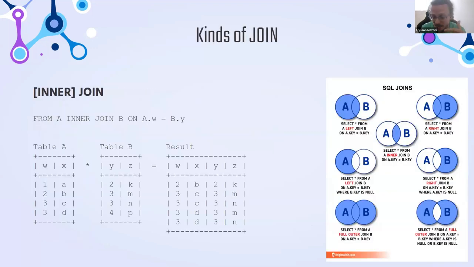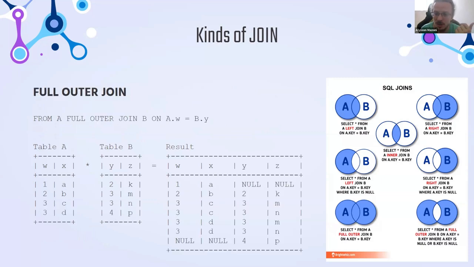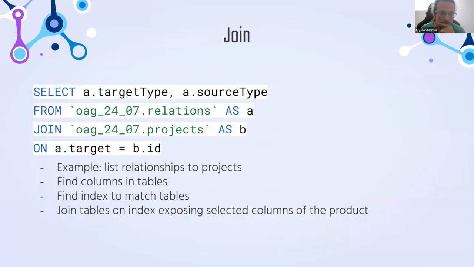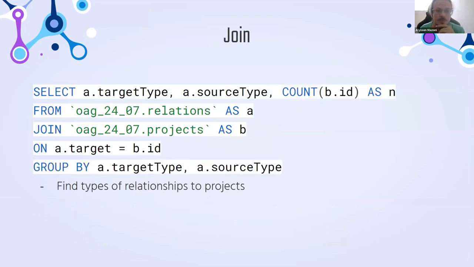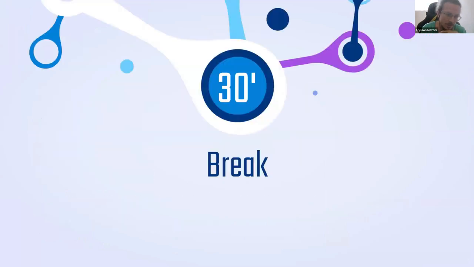And then again, I explained the concept of joining several tables. I'm just applying it to two, but it's expandable to several: inner join, cross join, left and right. And then I showed you an example of a join, and the unnest that allows you to expand tables where field names were repeated, where you have several values in a certain field. I'll show you an example again.